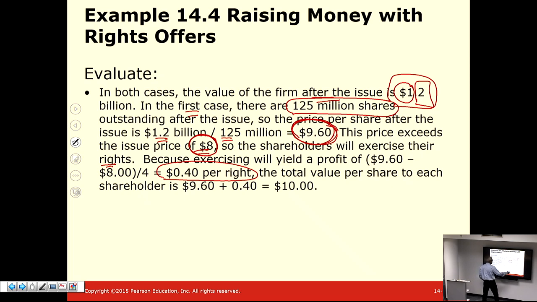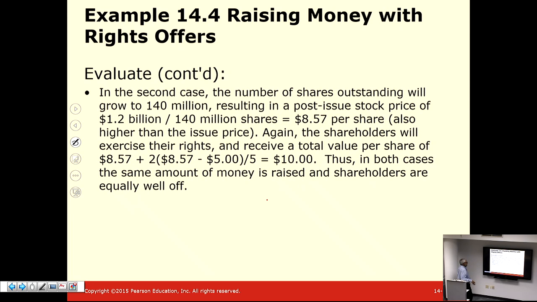How do we get 40 cents? I take the new stock price minus the right stock price, divided by the number of rights, and that gives me 40 cents per share. So the total value per share to each shareholder is $9.60, that's the new share price, plus the 40 cents, which is the rights price. So the total value per shareholder, per share, is now $10.